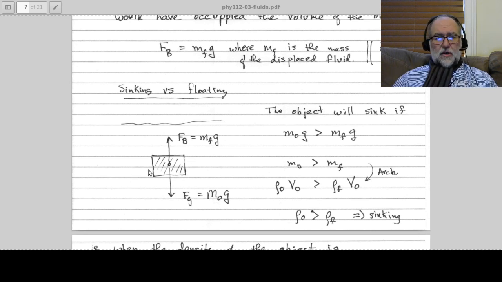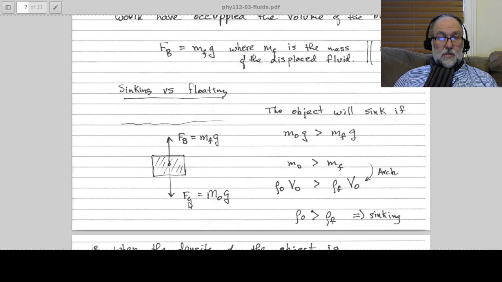So if this is the object here, the object still has a weight associated with it. The weight of the object is going to be the mass of the object. That little subscript O, M_O, that's the mass of the object. It's going to be the mass of the object times g, and that's its weight.